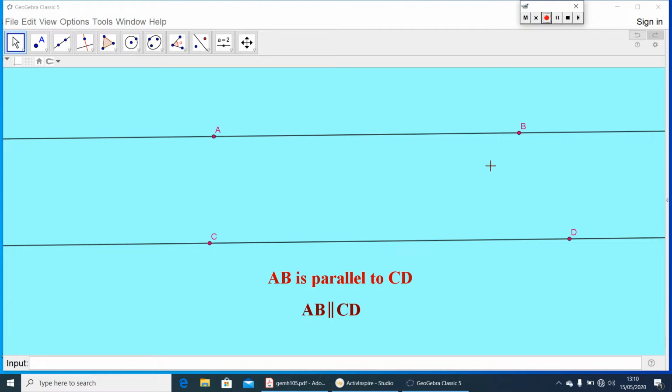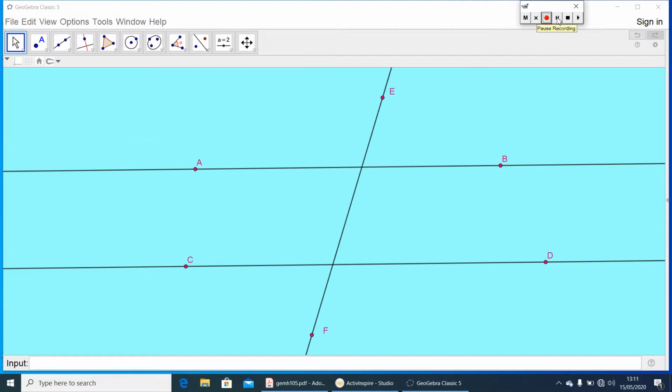Now let me draw a transversal to AB and CD. EF is a transversal of AB and CD. Let EF intersect AB at G and CD at H. Now you will get 8 angles and you know all the names of these angles. Now let me consider a pair of corresponding angles.